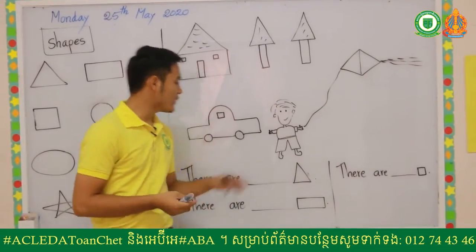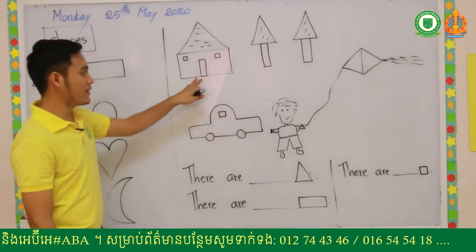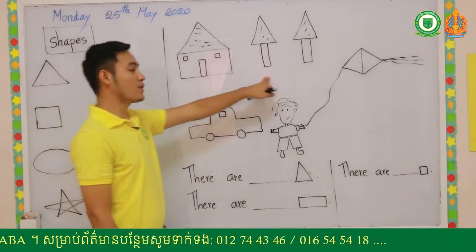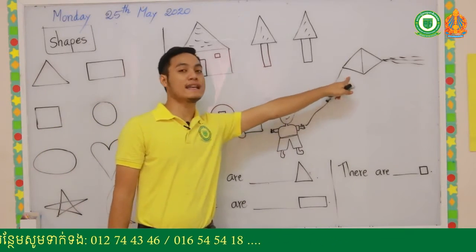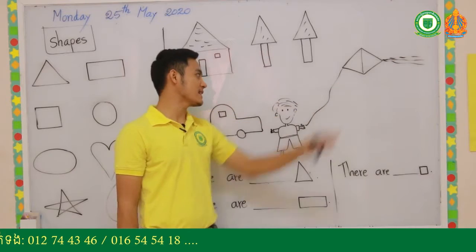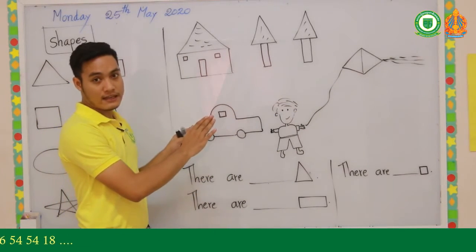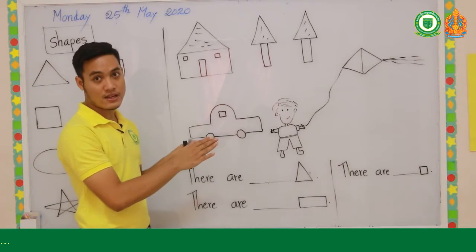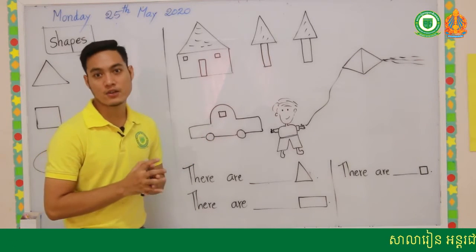Okay, now we're going to do an exercise here. So we have pictures, like the picture of a home, trees, a car, a boy who is playing kite. Here, the picture. And in these pictures, they are shapes, different shapes.